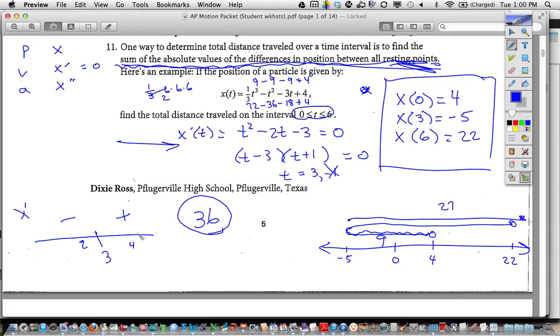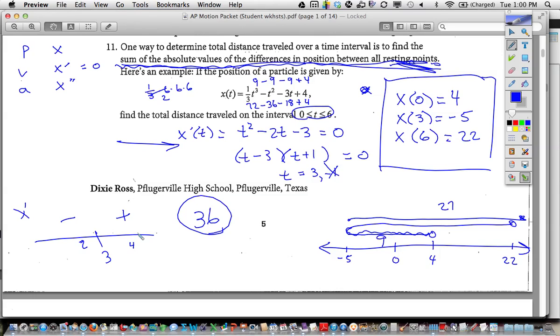We would have known it stopped and kept going, and we wouldn't have had to do this other point here. We could have just said, well, it started at 4, then it went right, stopped, and then kept going right. Then the answer would have been 18. Okay? But on this one, we know it went back to the left, and then it went to the right.